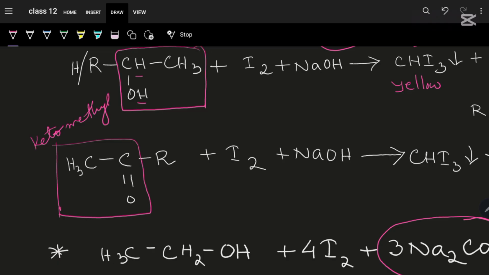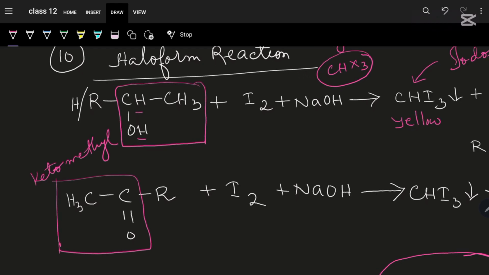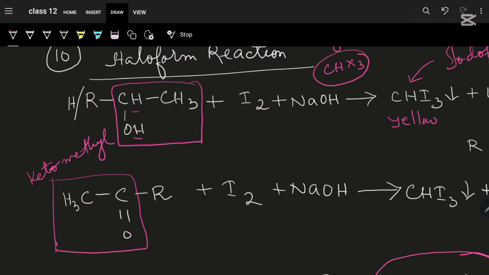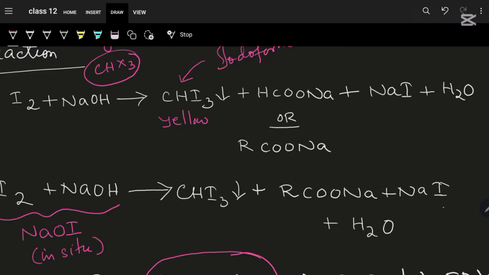So carbonyl compounds containing ketomethyl group, or alcohols containing CH3CHOH group that can get oxidized to a ketomethyl group, react with I2 and NaOH that produces in situ NaOI. This NaOI is obtained in situ. In situ means in the reaction mixture. You cannot directly add NaOI, but you are generating NaOI by the reaction of I2 and NaOH.